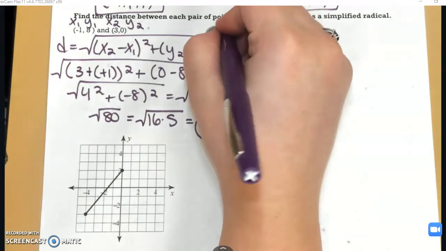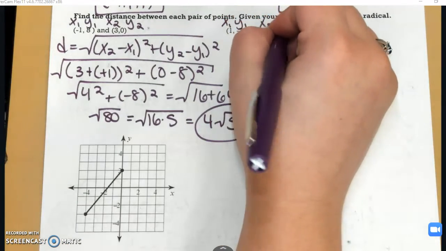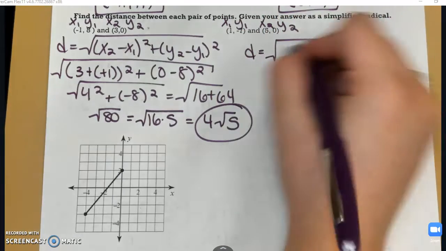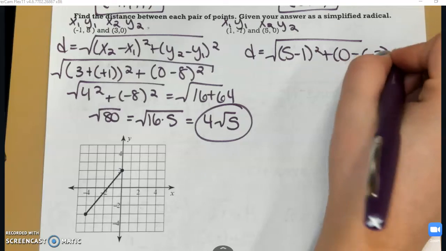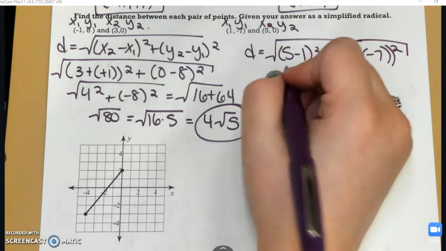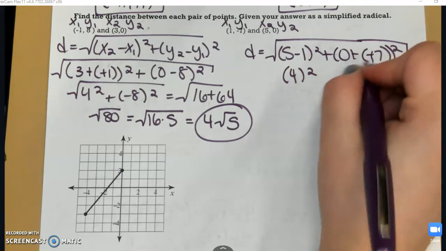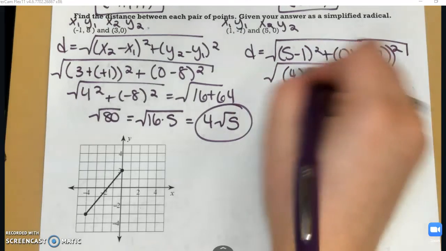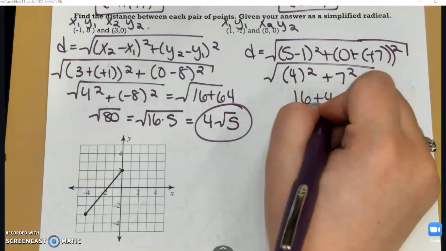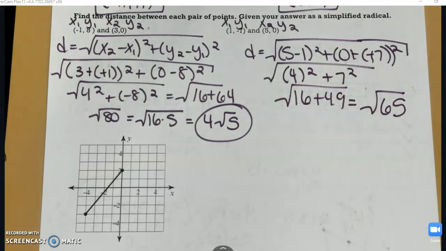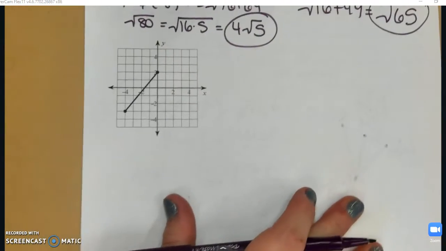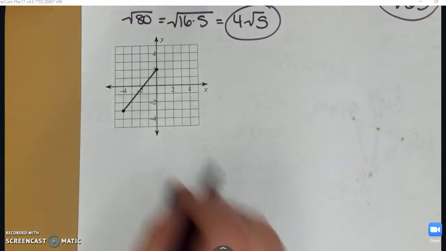Okay, one more like this, x1, y1, x2, y2. Distance formula, 5 minus 1 squared plus 0 minus negative 7 squared. That's going to be 4 squared plus 7 squared, which is 16 plus 49, which gives us the square root of 65. 65 is not a perfect square, and it does not have any factors that are perfect squares, so it stays like that. Okay, last one, we have a graph, so I need to identify my points.